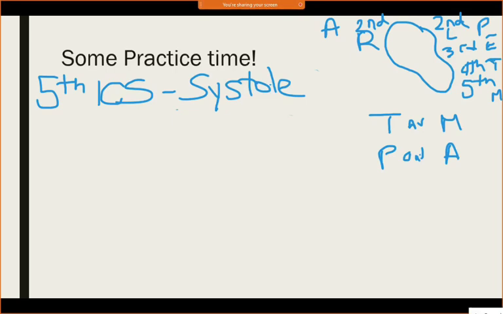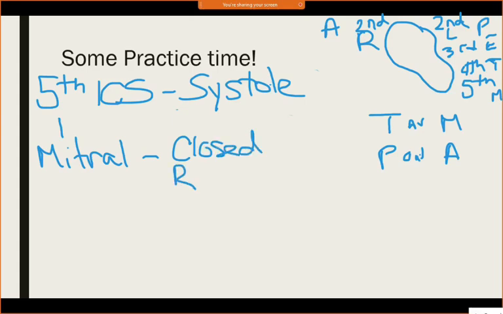Someone asked, is the sound because it's narrowed? Yes, the sound is because during systole, or when that valve is supposed to be open, it's not open all the way, and so there's sound going through it. And regurgitation is a sound when it's supposed to be closed of it burbling back through. So the 5th intercostal space is mitral, and what is that mitral valve supposed to be doing during systole? Is it supposed to be open or closed? It's supposed to be closed. So it is a regurgitation.